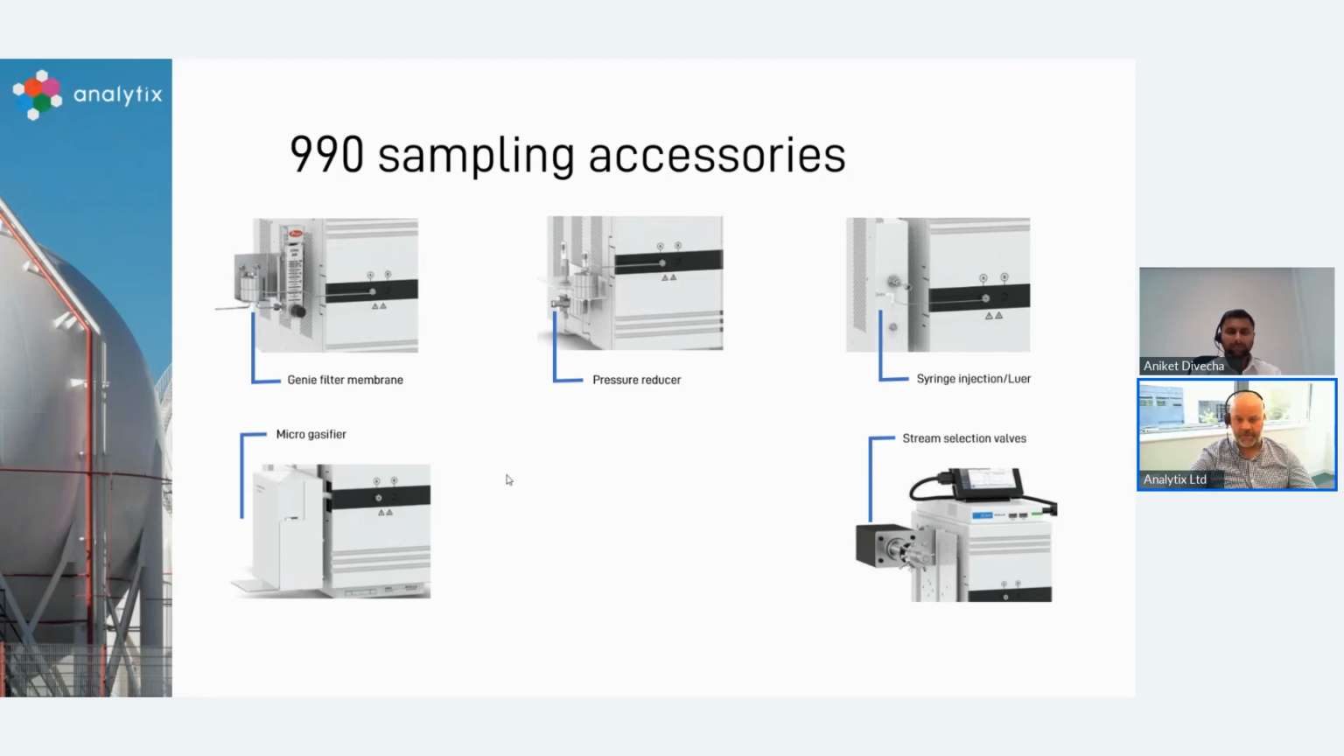The flow through, like I said, are best, and they can be dead ended if they need to. So they do give us the best option for introducing samples into there. And the stream selector can work with a Genie membrane and/or pressure reducer in between the sample line as well. So it gives you a lot of autonomy.